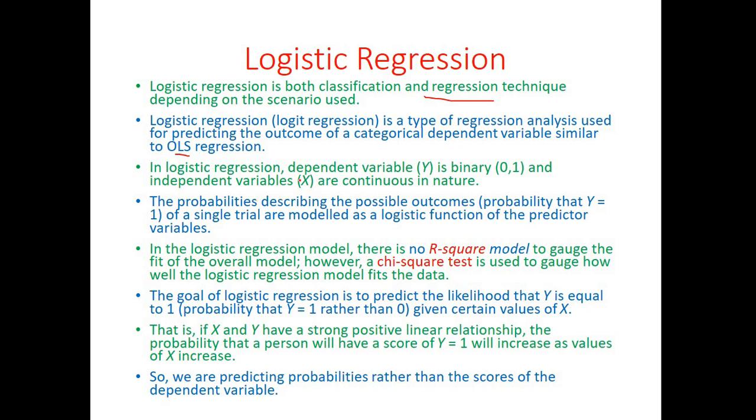In logistic regression, the dependent variable y is binary in nature and the independent variable is continuous in nature. That means the dependent variable y is binary. It is either 0 or 1. Independent variables are continuous in nature. The probabilities describing the possible outcomes, that is y equal to 1 or 0, of a single trial are modeled as a logistic function of the predictor variables. So generally, logistic regression is used to model those problems where we have a single trial.